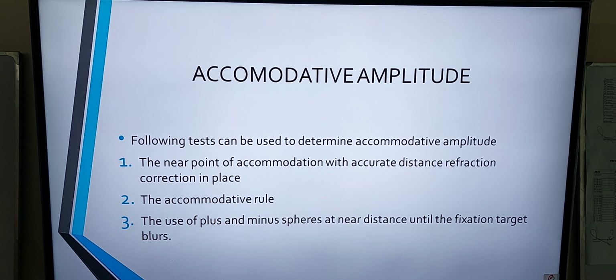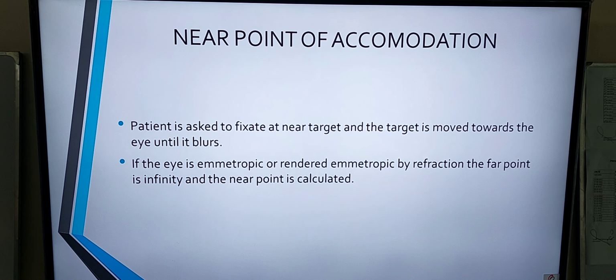We can calculate it using the accommodative rule. We have the Prince rule and the RAF ruler. The second is the use of plus and minus spheres at near distance until the fixation target blurs. We'll discuss all of these ahead.